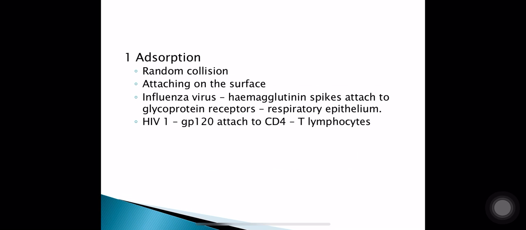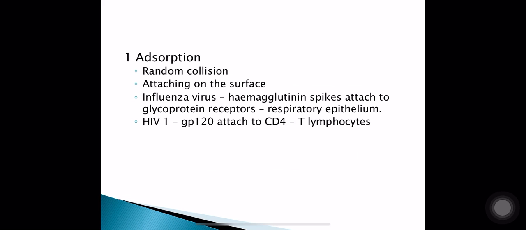The first step is adsorption. Adsorption means what? The viruses are moving about in the environment, and by random collision they will come across cells, various cells of the host tissue. Now, wherever they find a cell which is compatible with them, means which is receptive to them, they will attach on the surface of such cells. And this attachment on the surface of receptive cells is known as adsorption.